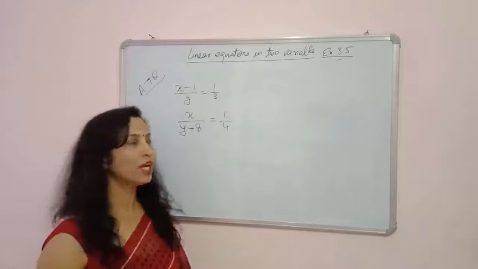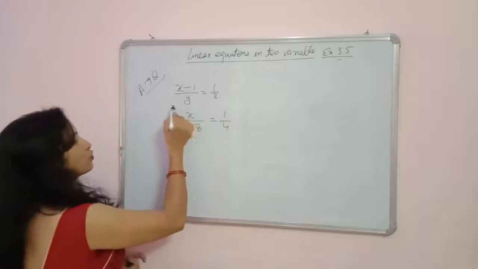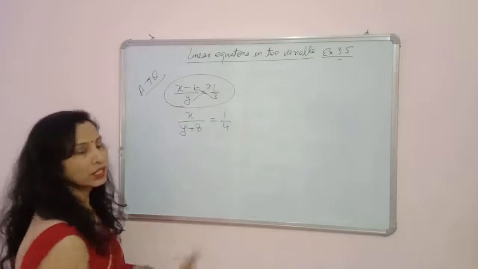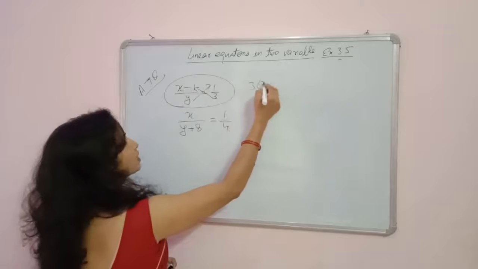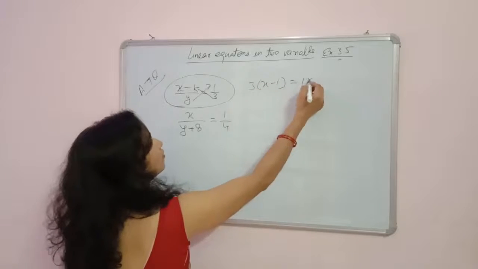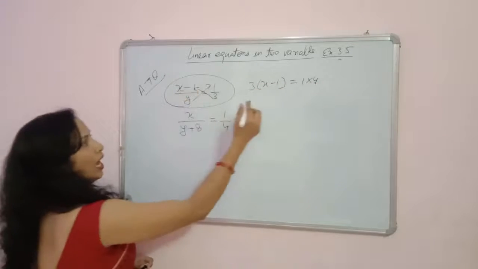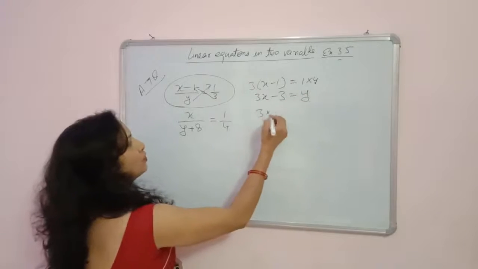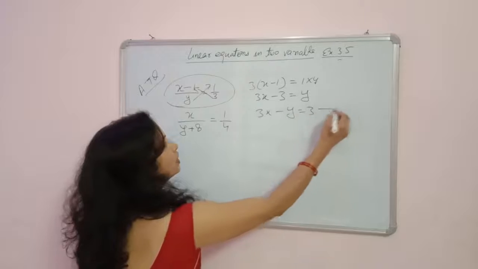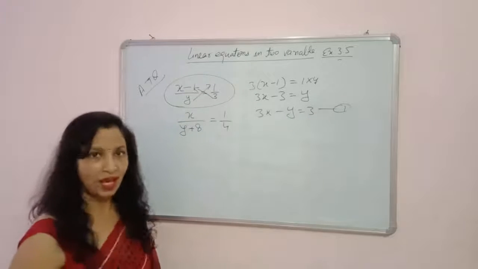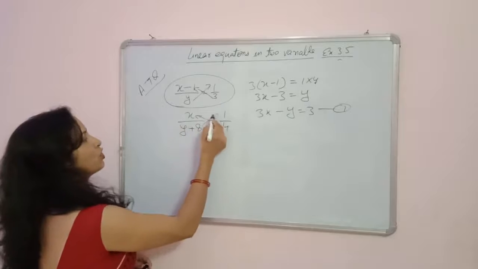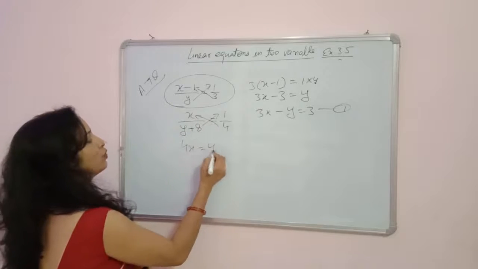Now you can simplify both equations. For simplifying this equation, you can cross multiply like this. You will multiply 3 with x minus 1 and 1 with y like this. And you will get 3x minus 3 is equal to y, or we can say 3x minus y is equal to 3. This is equation 1. And we can again simplify this equation by cross multiplication, like 4x is equal to y plus 8.